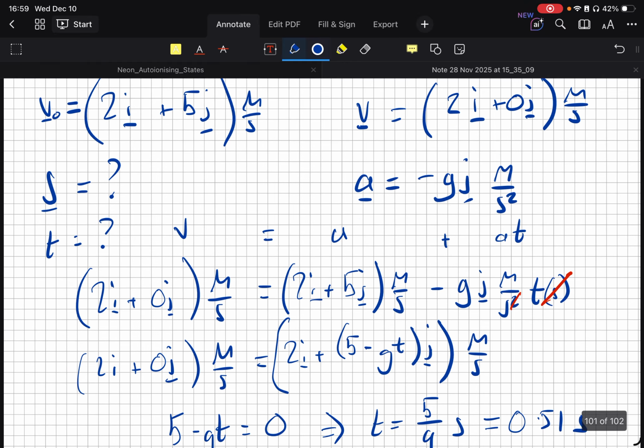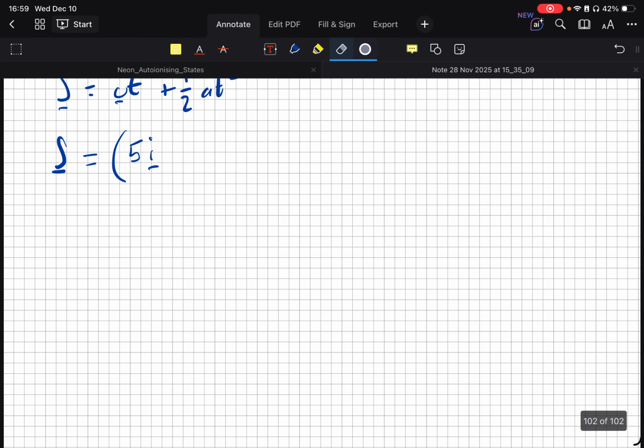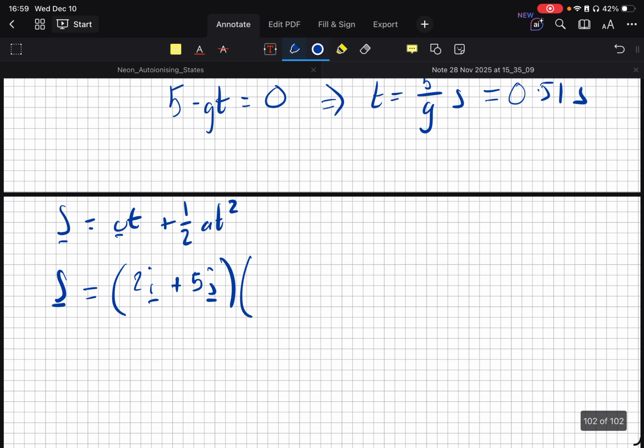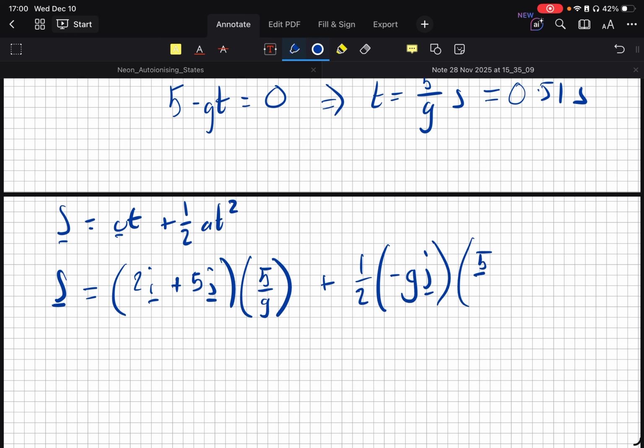Sorry, I've said that wrong. It's 2 meters per second in the x direction. So 2i plus 5j, that's our initial velocity, times time, which I'm going to write in this form, 5 over g, just so I'm not messing about with decimals. So that's ut plus a half at squared, so a half, again, minus gj times our time, which is 5 over g, squared. I haven't written the units out in this one, but you can check. This displacement should be in units of meters.